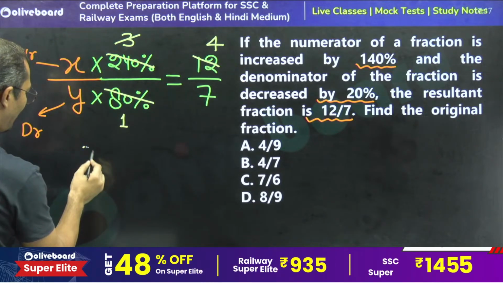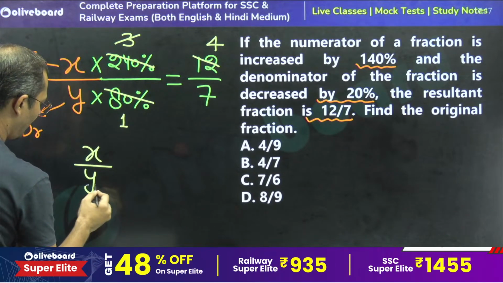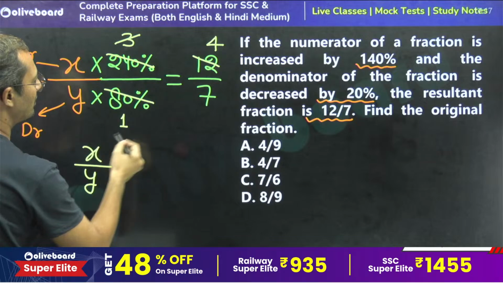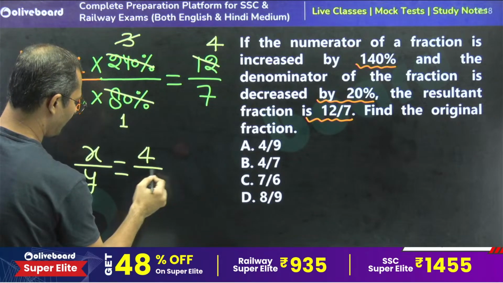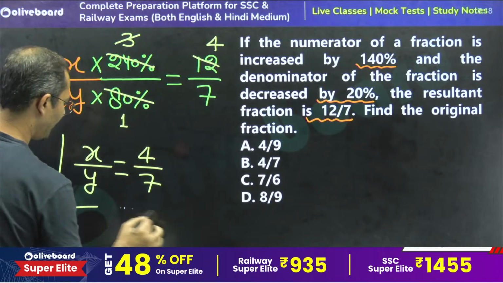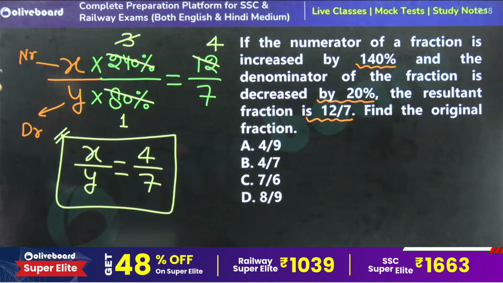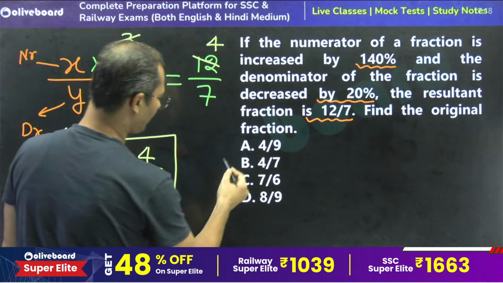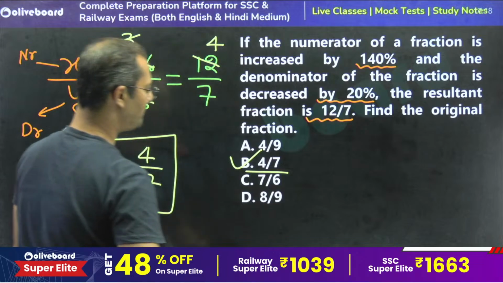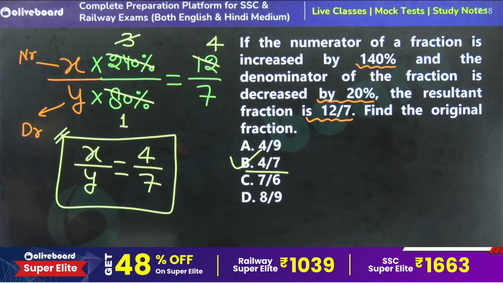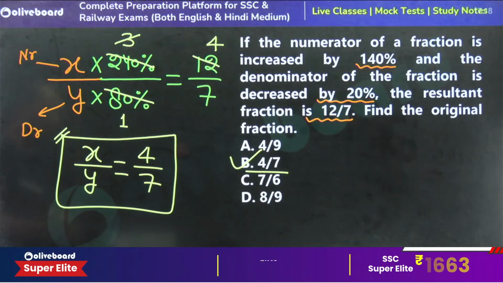So we can say that x by y is equal to how much? 4 by 7. 4 by 7. So x upon y is equal to 4 by 7. 4 by 7 is the right answer. B is the right answer. Yes, B is the right answer.